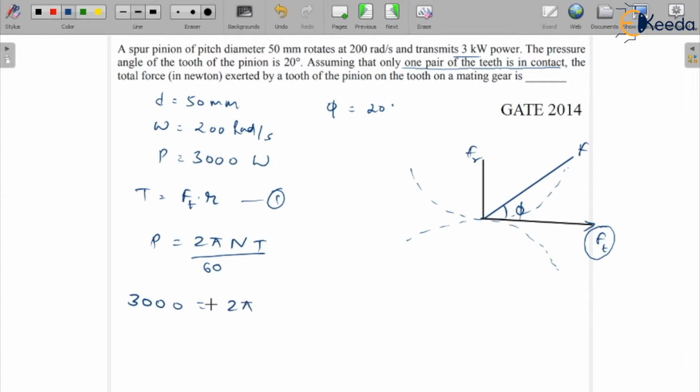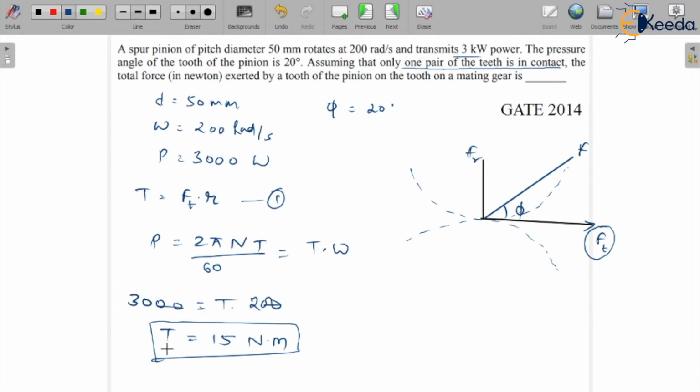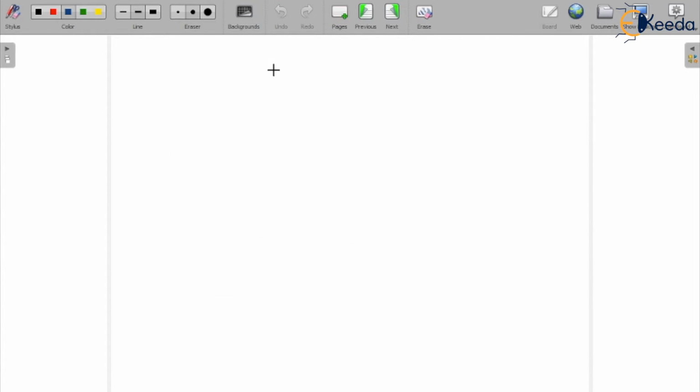This is equal to 2 pi, and speed is not given directly. That means speed is given in radian per second, so we can apply T into omega. Both the formulas are the same because omega is equal to 2 pi N by 60. So it is easy to apply the value of omega directly. So this is T multiplied by omega, which is 200. So this would be cancelled out, and you will get torque is equal to 15 Newton meter. So you have to put this value in the equation where you will find the value of tangential force.